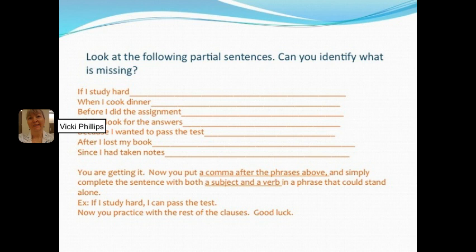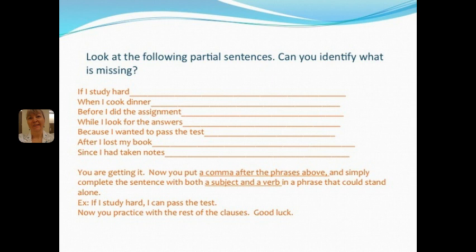All right, these are partial sentences, and I would like you to practice and identify what is missing. If I study hard, what would we have to put after that phrase? Hopefully you said a comma and then some type of action with the subject. If I study hard, I will pass the test. If I study hard, I will feel better about the test.